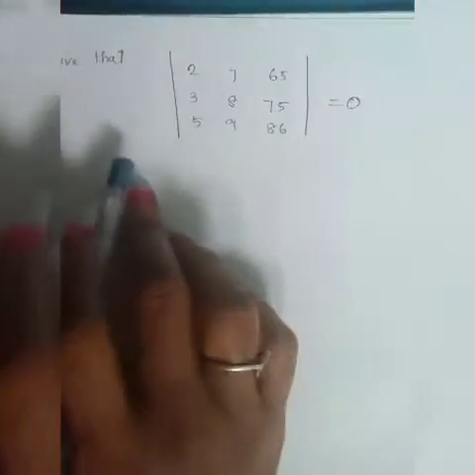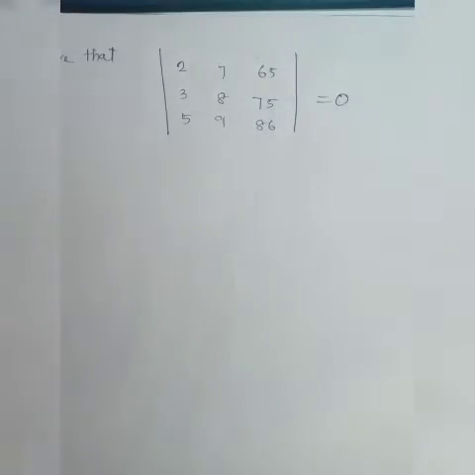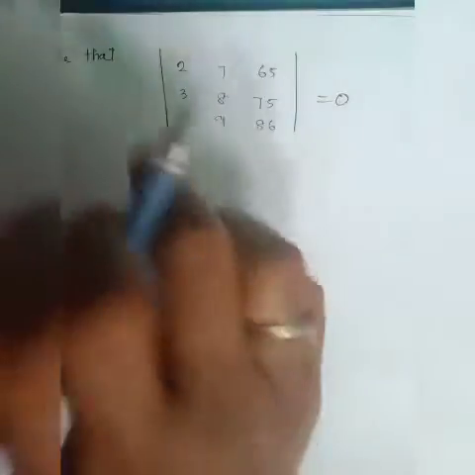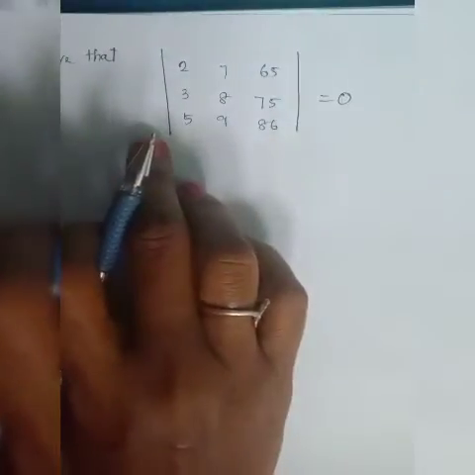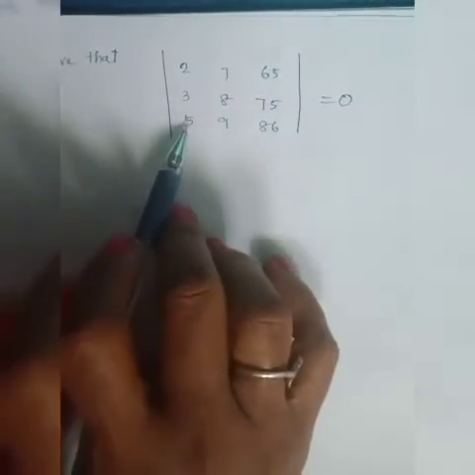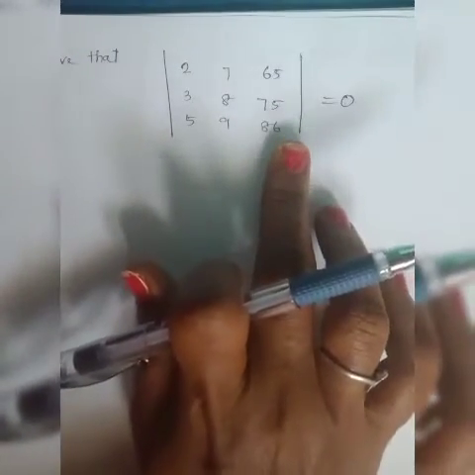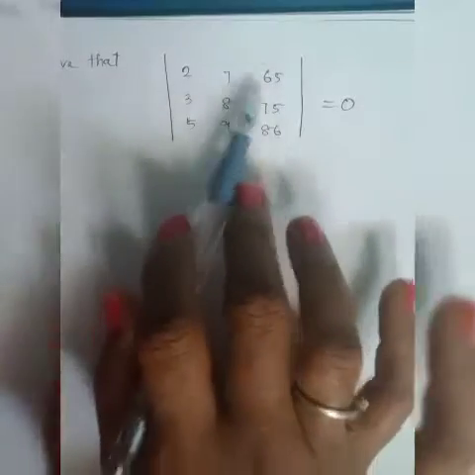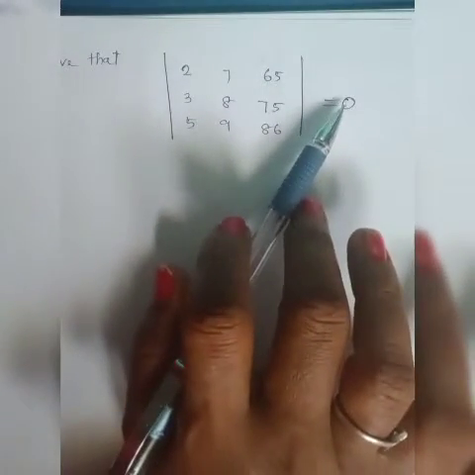Now we are going to discuss a problem from 4.2 CBSE Maths plus 2, and we have to prove that the determinant of 2, 7, 65, 3, 8, 74, 5, 9, 86 equals 0. So let me give a small clue over here. Anyhow, we are going to prove this as 0.